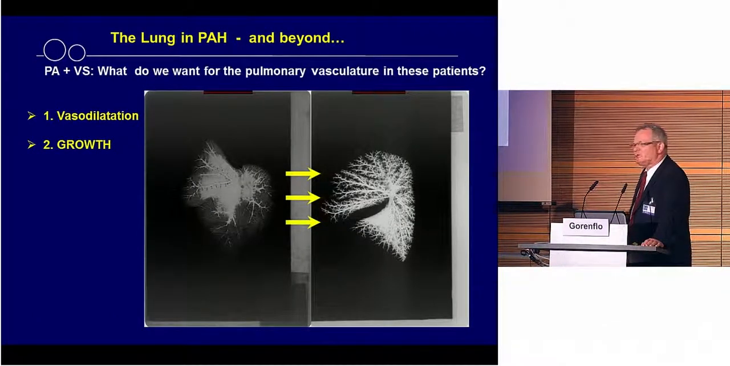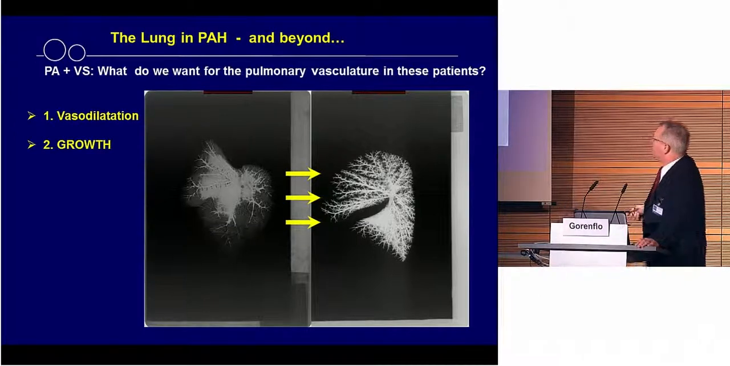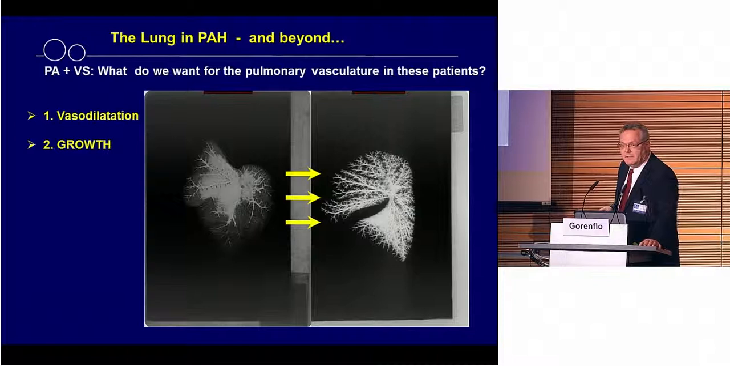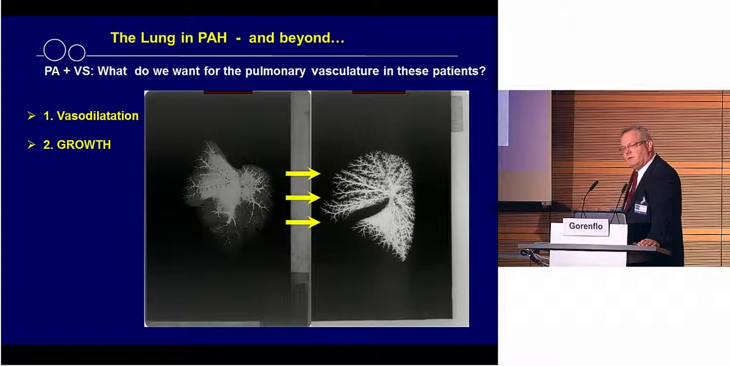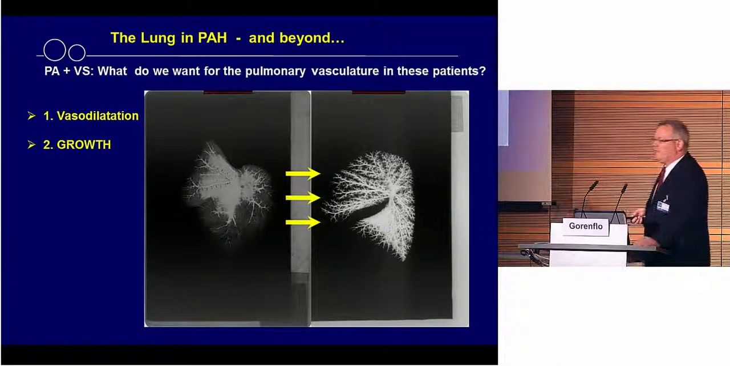So what do we want second? Of course we want growth. Yes, that's what we want. We want this thing to grow, and this is done in Berlin. In my early days in the Pathology Institute, we did angiographies of these patients with heart defects, and that is a normal neonate that died from sepsis, and that is what we want. We want growth.